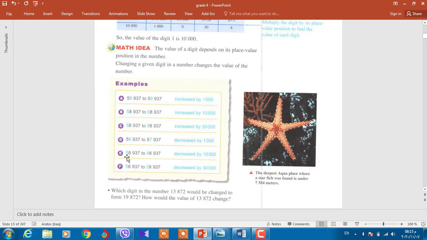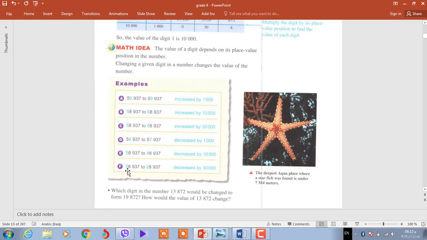Okay, in example A also we have 5 in the place value of 10,000. So we have 58,937 changed to 48,937. This one also is decreased by 10,000.